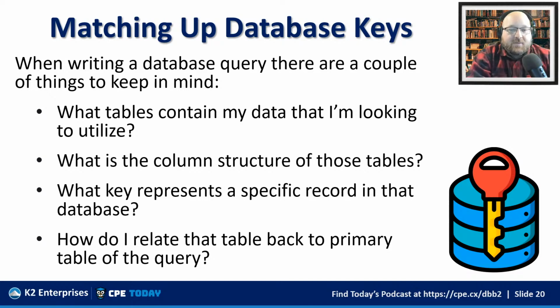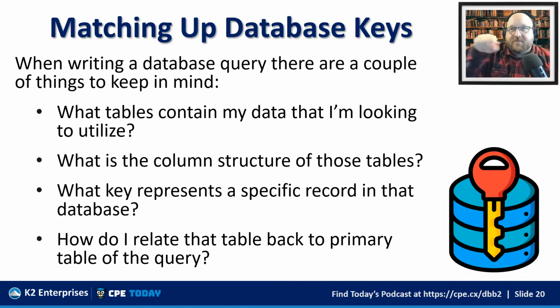What is the column structure of those tables? For customers, do I have one customer table or is there a customer details table? Is there an order table? Is there an order items table? What is the structure of those tables and what data is contained inside of those columns? And what ultimately do I need to connect to get that information? What key represents that specific record? Is it order number? Is it customer ID? So on and so forth.